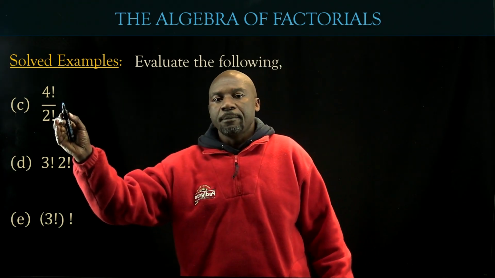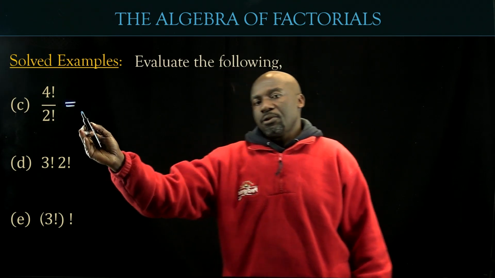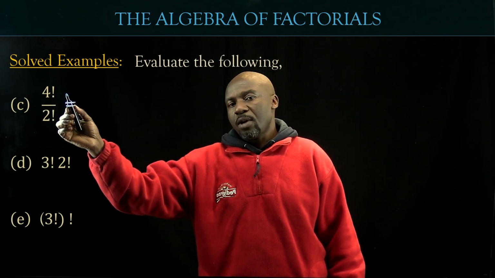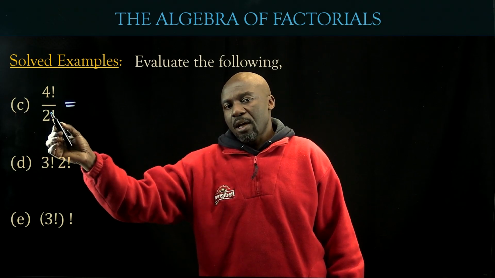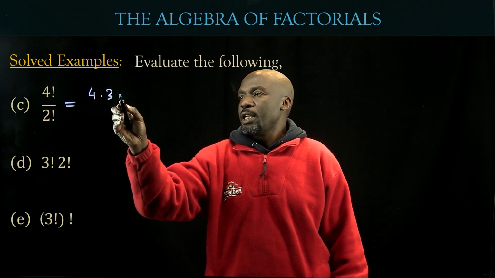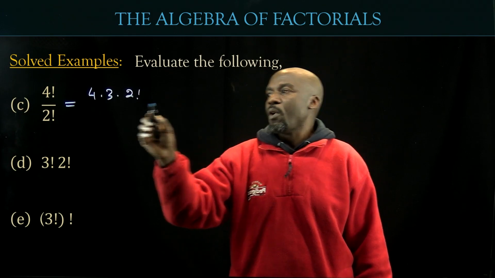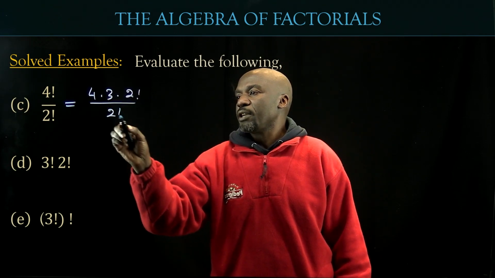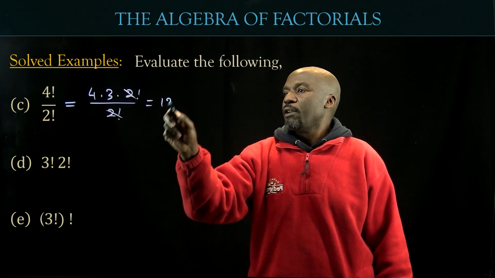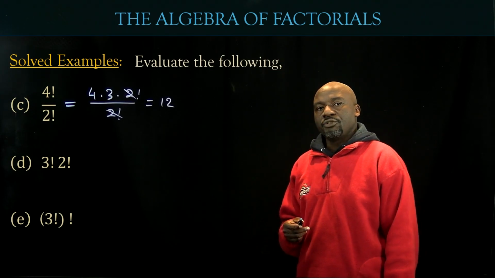So the first one here, we have 4 factorial over 2 factorial. In order to solve this, instead of multiplying upwards, I want to multiply downwards, but when I reach 2 factorial, I will stop. So I write 4 factorial as 4 times 3 times 2 factorial. I don't have to say times 1. Then I divide by 2 factorial, and this is going to disappear with that. I have 4 times 3, which is 12. So 4 factorial over 2 factorial is just 12.